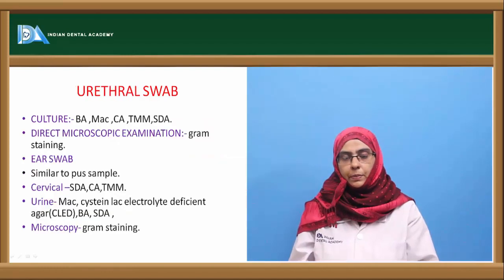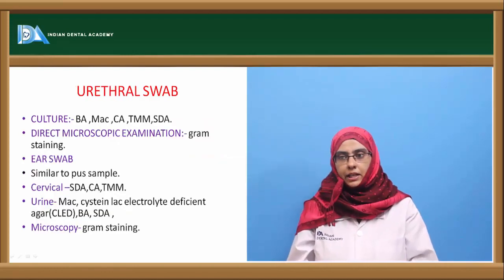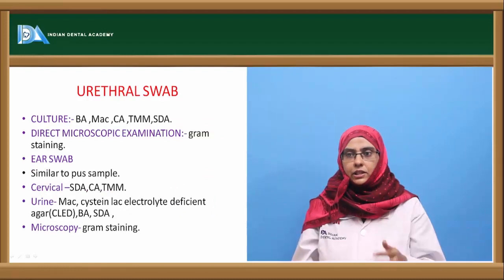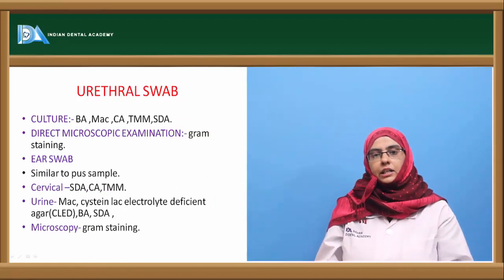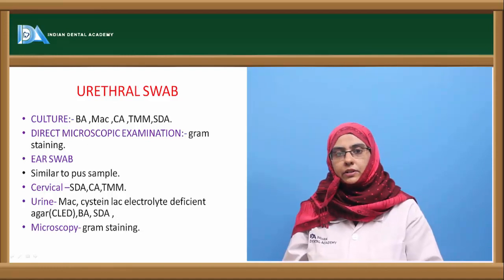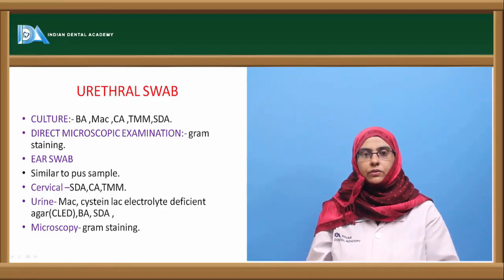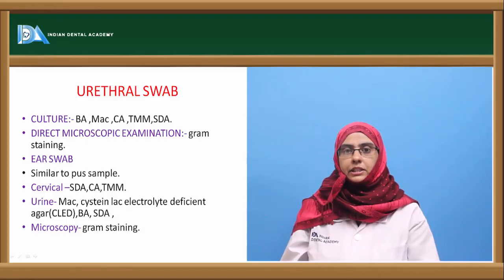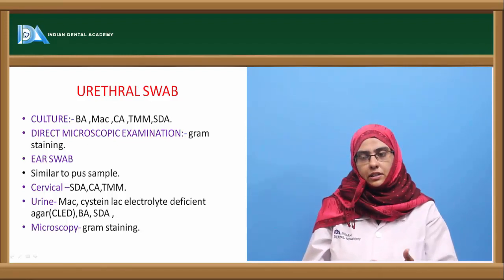fluorescent microscopy. Now coming to the urethral swab, again indicative of urinary tract infection or catheter collection of urine. Culture media mostly used to grow organisms. So you can go for blood agar, MacConkey agar, chocolate agar, Thayer-Martin medium for Neisseria gonorrhoeae, and SDA for the fungal species.